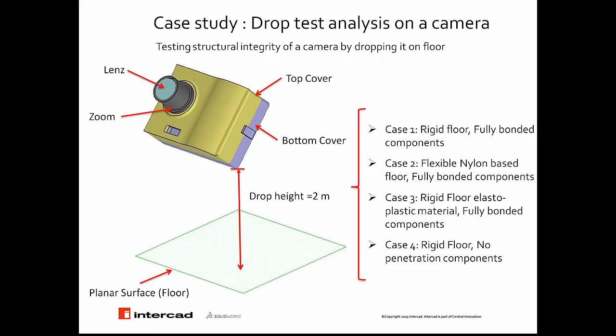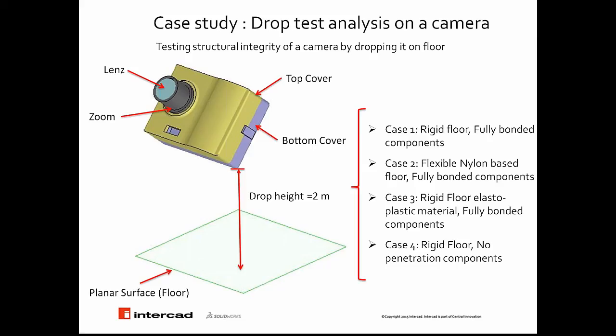As you can see on the slide, we have a camera with four components: top cover, bottom cover, lens, and zoom area. It is going to drop from a height of 2 meters onto a planar surface. In the first case study, we will consider a rigid floor. All the components are bonded, meaning they are basically treated as one part, not really an assembly. And we will look at the response. Then in the next case study, we will modify our floor to be flexible, basically a nylon-based floor. But it is still a fully bonded component and one single part.